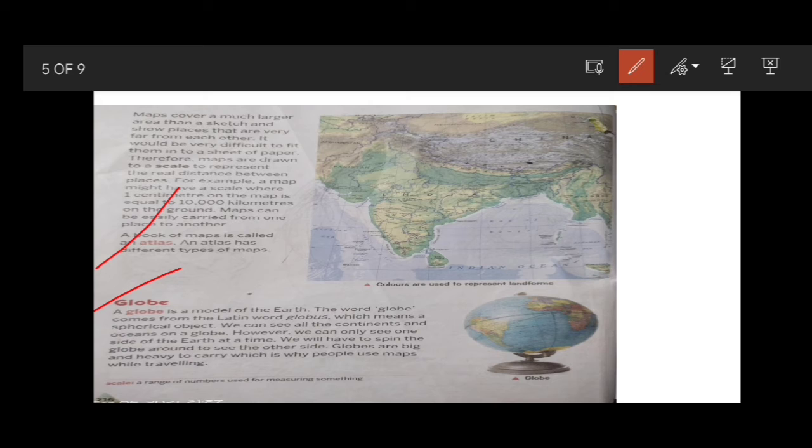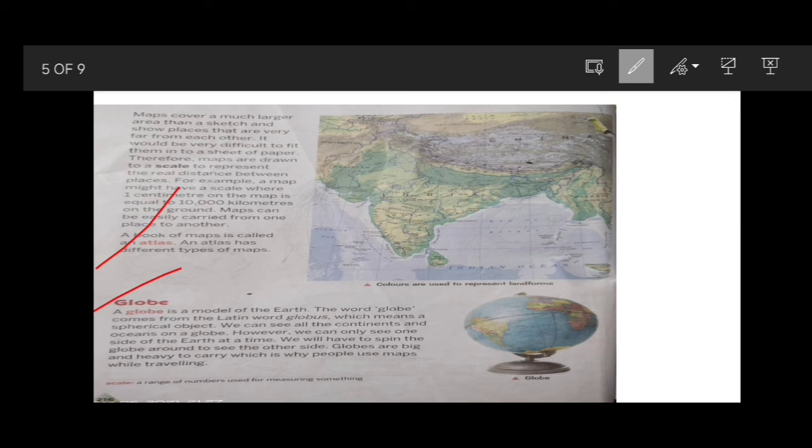What is a globe? A globe is a model of the earth. And the word globe comes from the Latin word globus. Globus means spherical object, meaning round. And in a globe, what will we get? We will get to see all the continents and oceans. And a globe shows only one side of the earth at a time. We cannot see both sides at a time by using a globe.